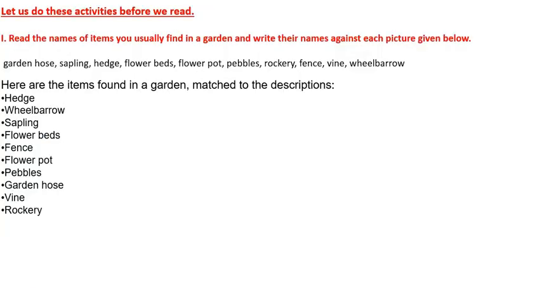Now let's start with the activities with the solution. Let us do these activities before we read. Read the names of items you usually find in a garden and write their names against each picture given below. Garden hose, sapling, hedge, flower beds, flower pot, pebbles, rockery, fence, vine, wheelbarrow.